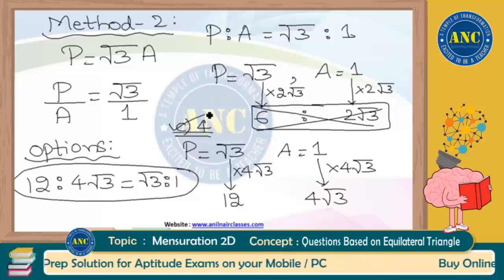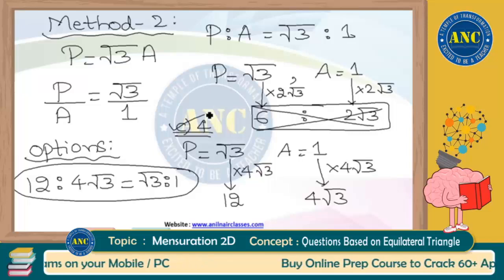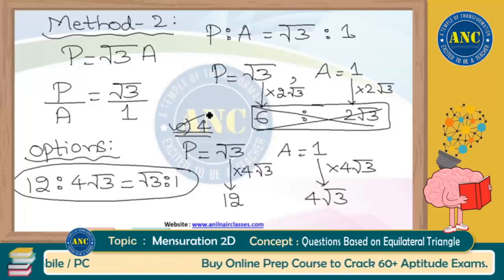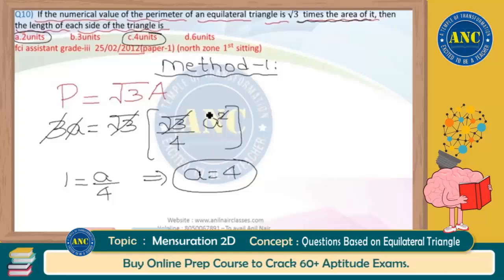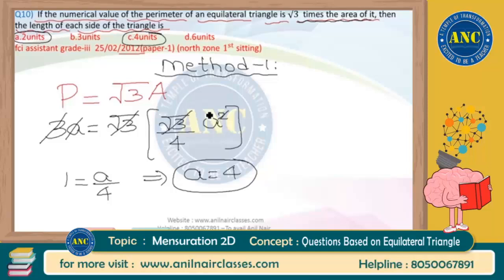You might ask, sir, this is time consuming, right? Method 1 itself is very simple. You will get the answer very fast. Yes, method 1 will give you the answer very fast in this question because you know the perimeter formula as 3a. You know the area of an equilateral triangle formula as root 3 by 4 into a square. Therefore, you got it a little faster.